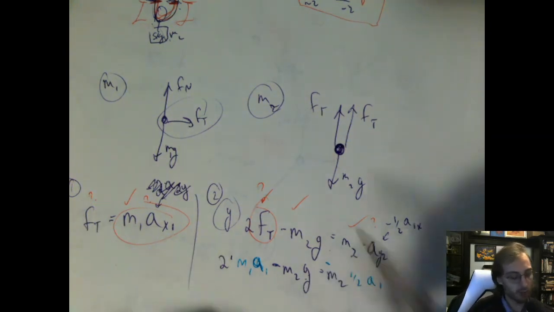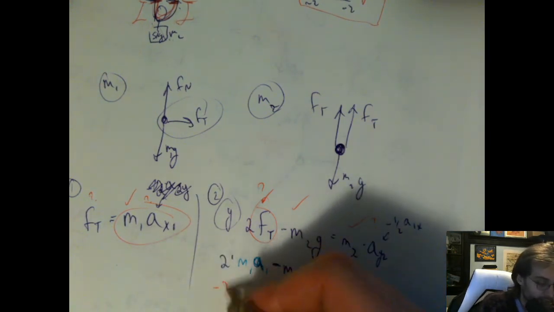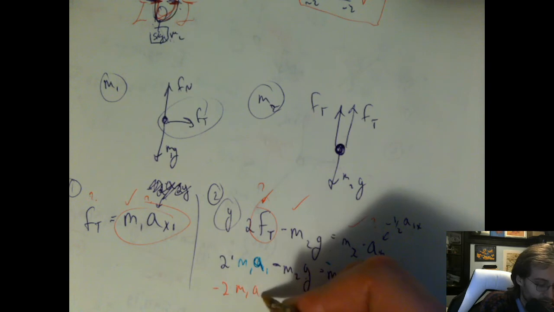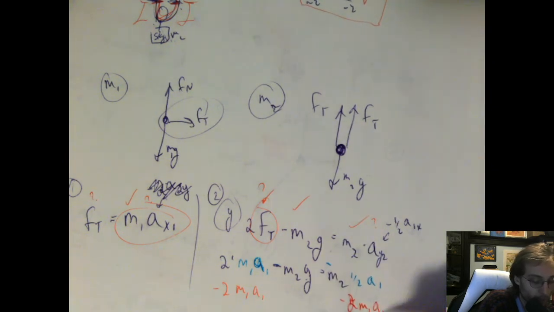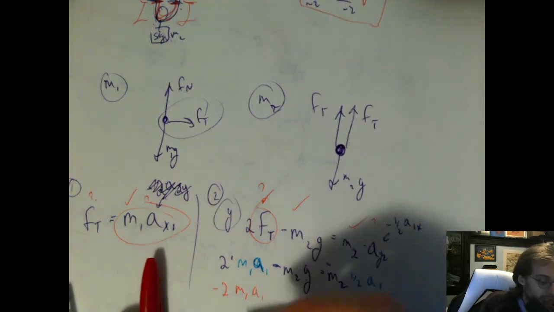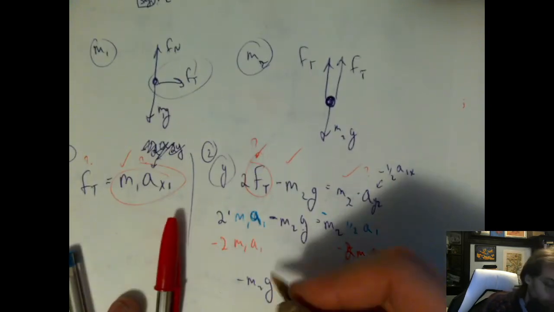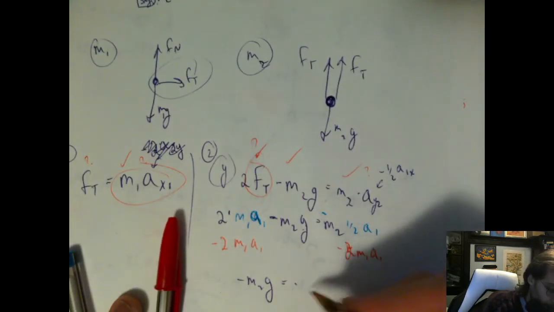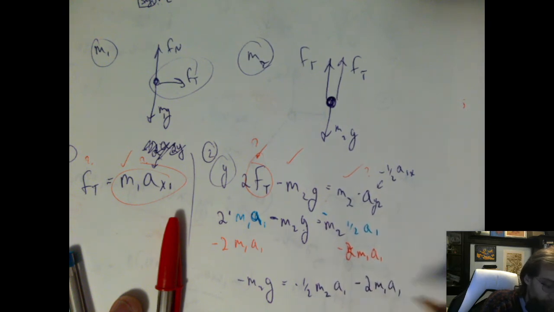So we need to get every term without an a1 on it to the same side as each other, and every term with an a1 in it to the same side. I'm actually going to subtract off 2 m1 a1. You could do it the other way around, but this will just save me a little bit more algebra later down the line. That gives me negative m2g is equal to negative 1/2 m2 a1 minus 2 m1 a1.